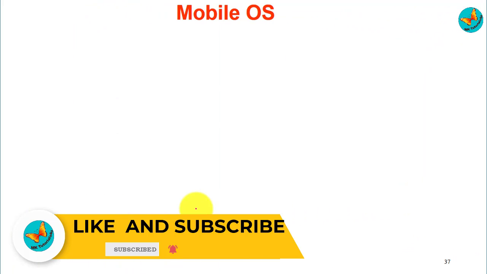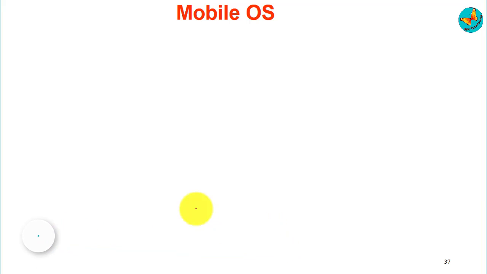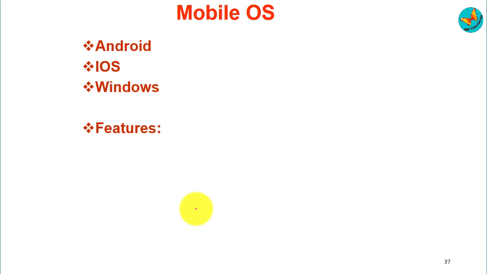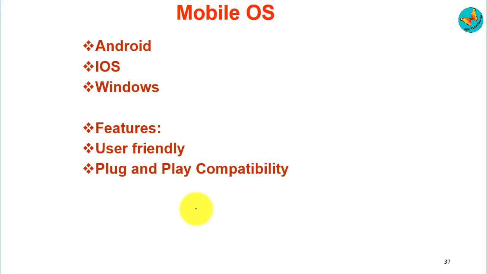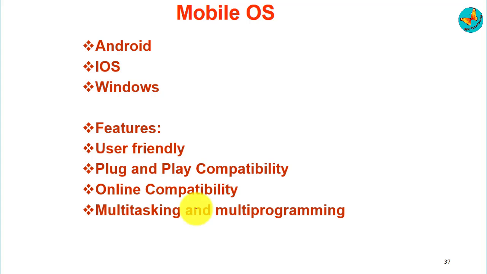Okay. Now the next operating system that we will consider is the mobile operating system, which is very popular. The most popular mobile operating systems are Android, iOS, and a little bit of Windows. And what are the different features of mobile operating systems? First, they are very user friendly. Plug and play compatibility is there. Then online compatibility is there, means they could be easily updated, and they all provide multitasking and multi-programming.